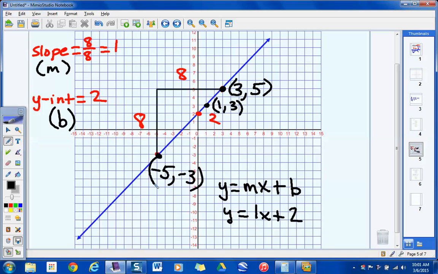Got a question here. What if I threw 7 in for x? What would the y value be? What's 1 times 7? 7 plus 2 more. So when I input 7 for x, my y output better be what? Which means 7 comma 9 better be on the line. Check it out. If I go right 7 and up 9, oh my gosh, is it there? It is, isn't it? Okay. Does it make sense?